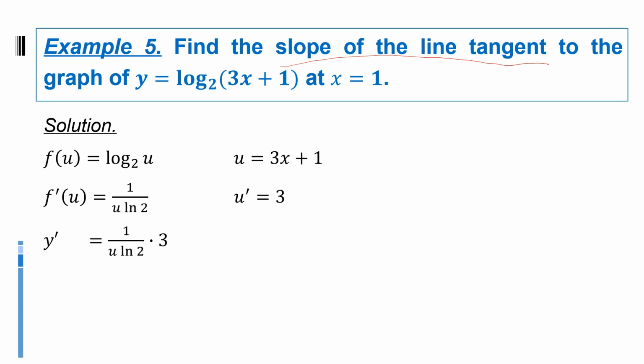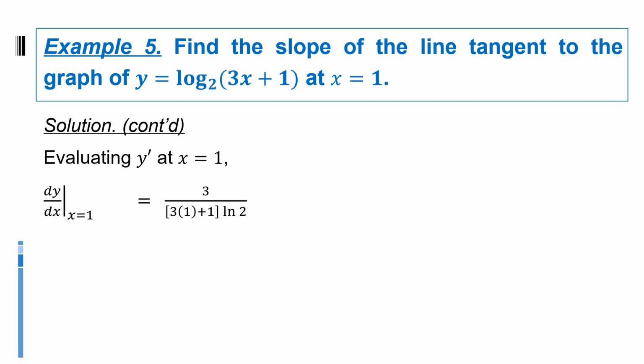So to find y prime now, we have, multiply lang natin ito at saka ito. So we have 1 over u ln 2 times 3. Substituting the value for u, we have 1 over 3x plus 1 ln 2 times 3, or that is 3 over 3x plus 1 ln 2. Pero hindi pa tayo tapos dyan. Since we are looking for the slope of the tangent line, we should evaluate y prime at x equals 1. And that is 3 over 3 times 1 plus 1 ln 2.